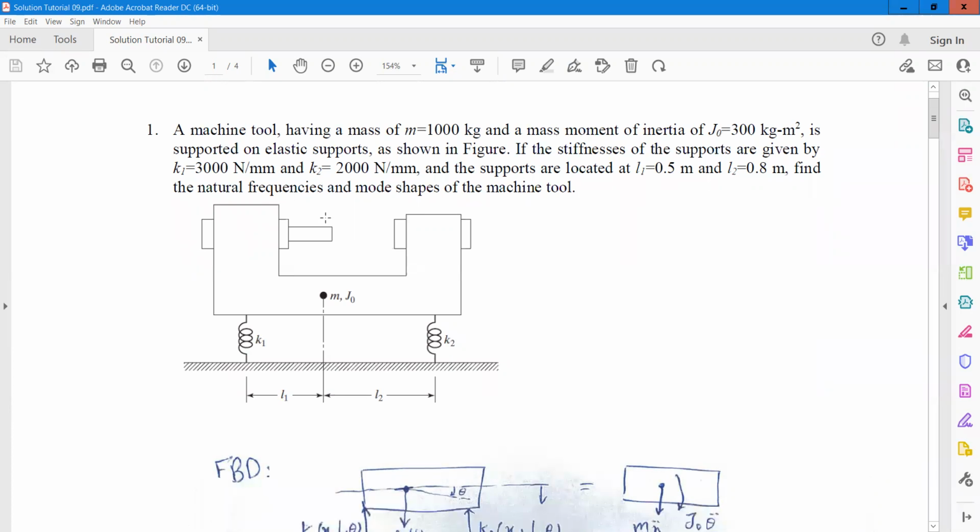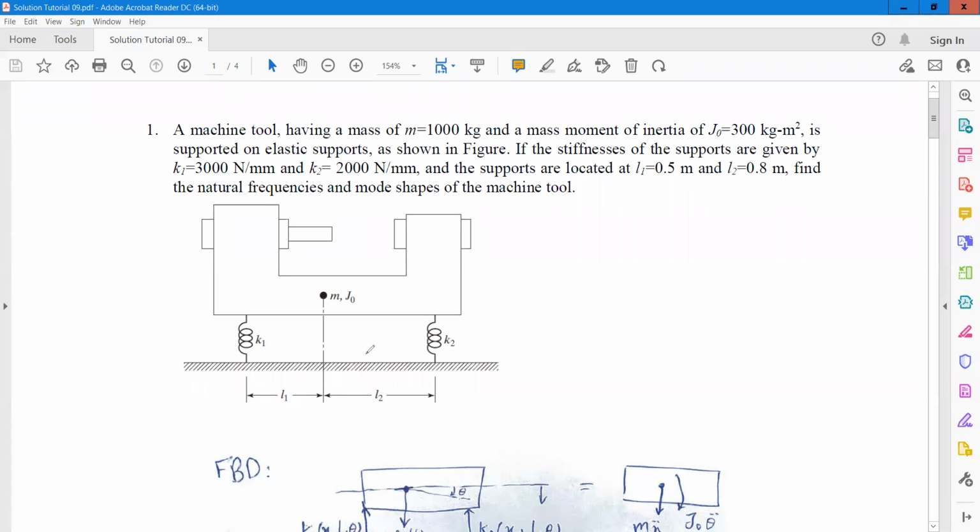The first problem is a machine tool having a mass of 1000 kilograms and a mass moment of inertia of 300 kilogram meter squared, supported on elastic supports as shown in the figure. If the stiffnesses of the supports are given by K1 = 3000 and K2 = 2000 Newton per millimeter, and the supports are located at L1 = 0.5 meter and L2 = 0.8 meter, find the natural frequencies and mode shapes of the machine tool.